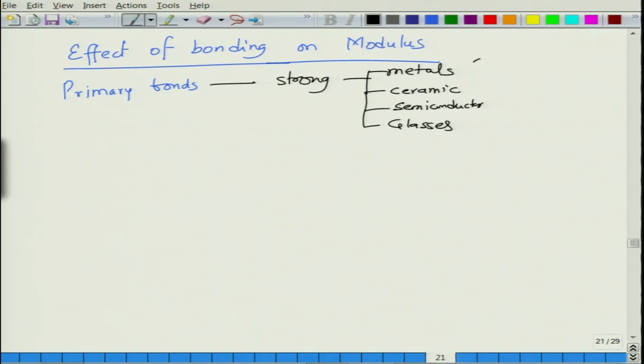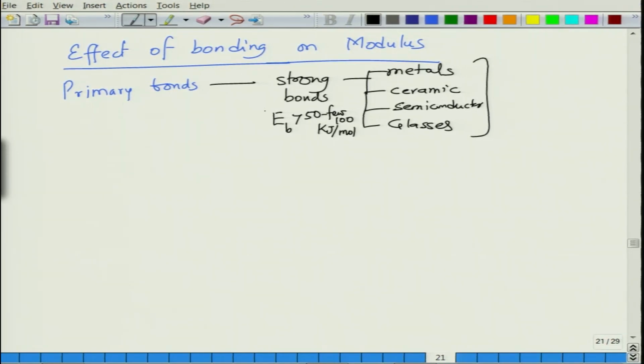Strong bonds will generally mean that the energy of the bond will be generally more than 50 and it could be a few hundred kilojoule per mole.